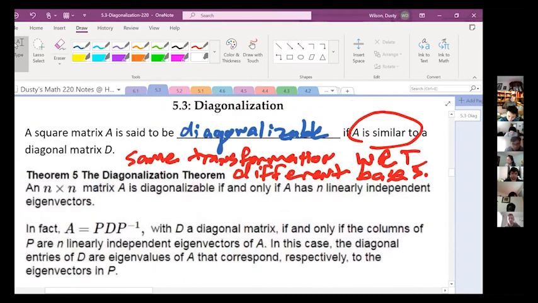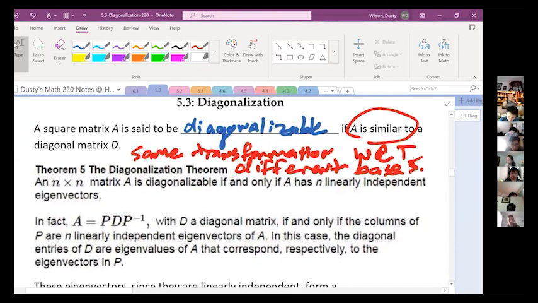That's what it means to be diagonalizable. That's what it means to be similar. And you might say, how do I know if it's going to be diagonalizable? How do I know if it's going to be the same transformation? Well, good news, we have this diagonalization theorem.